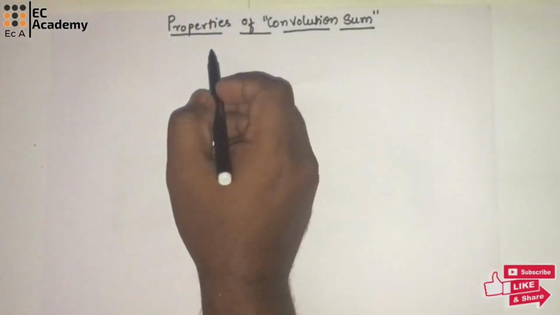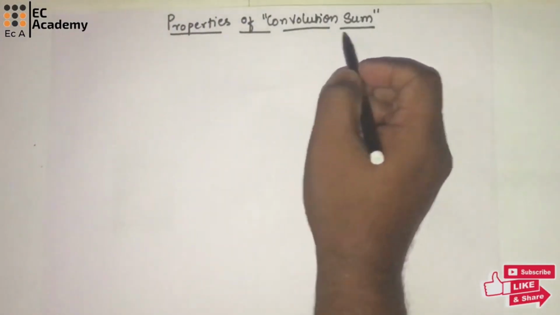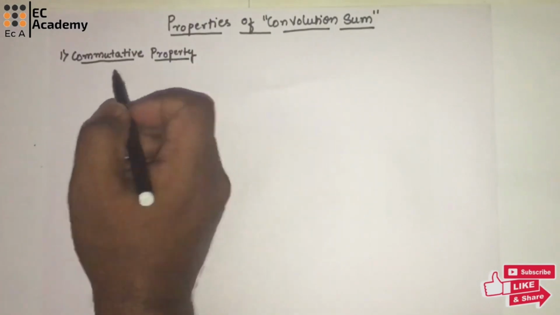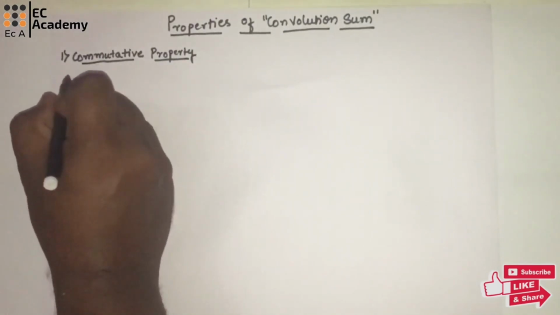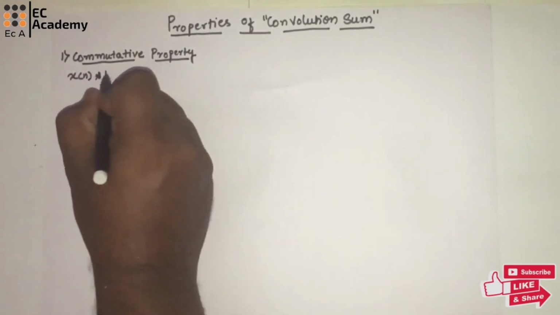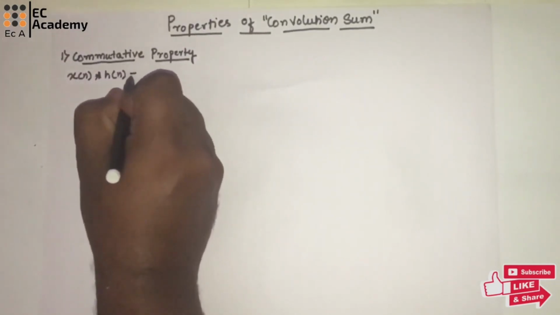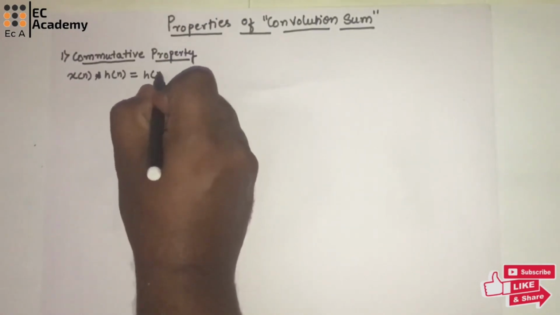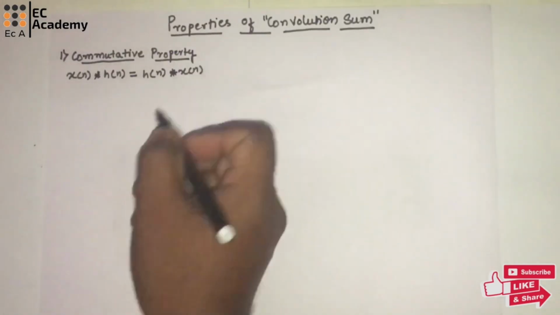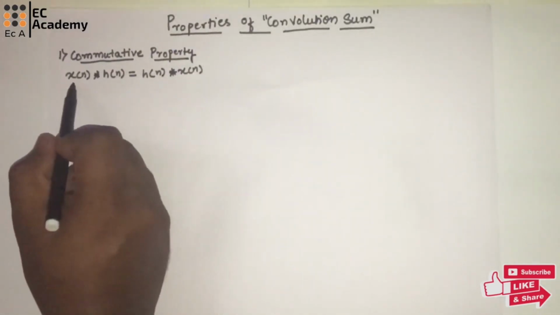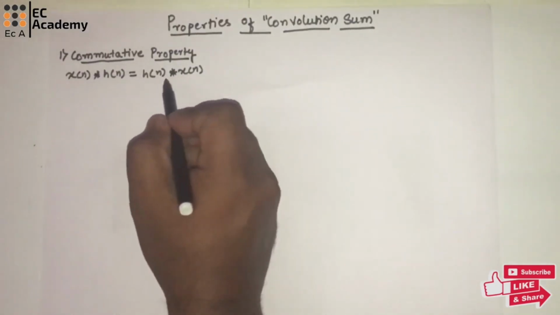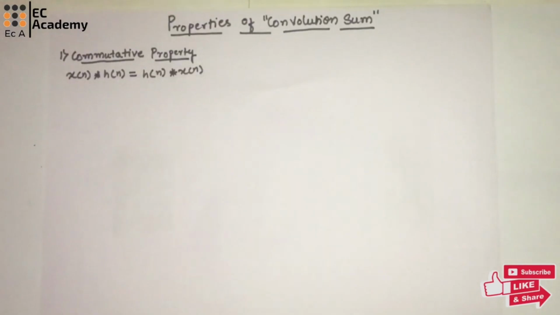In this lecture, let us understand the properties of convolution sum. The first property is the commutative property. The commutative property states that x of n star h of n will be equal to h of n star x of n. So it states that x of n convoluted with h of n should be equal to h of n convoluted with x of n.